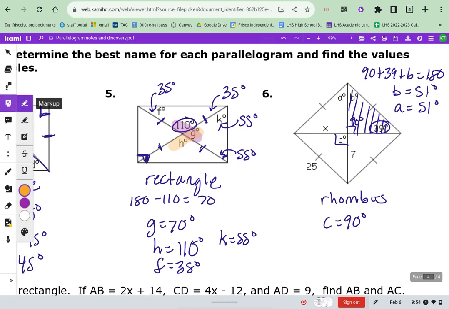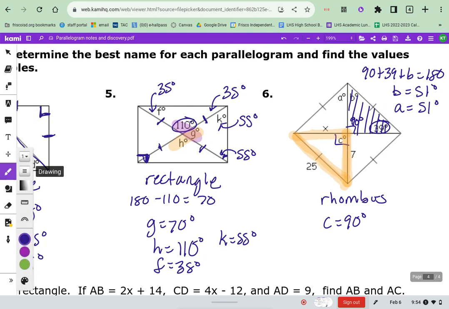And last but not least, I need to solve for X. So I'm noticing that this is a right triangle. I have the hypotenuse is 25, I have one leg is 7, and so I'm going to use the Pythagorean theorem to solve for x. So 25 squared equals 7 squared plus x squared. So if you solve that out, x is 24.